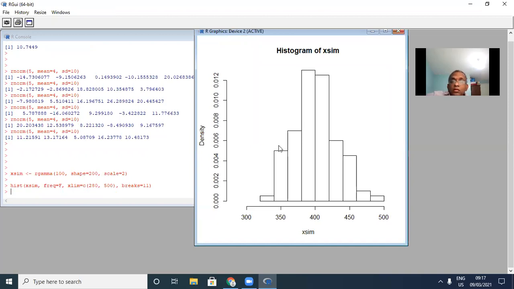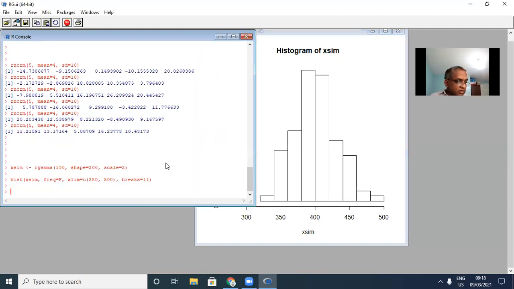You see what I've done. What I have drawn here is the density of the simulated data from the gamma distribution, with the y-axis in the density scale, and the x-axis goes from 280 to 500. So that's what xlim means. xlim basically means limits of the x-axis. It goes from 280 to 500, and breaks equal to 11 is just how many breaks you want, 11 bars. So that's what it means, right?